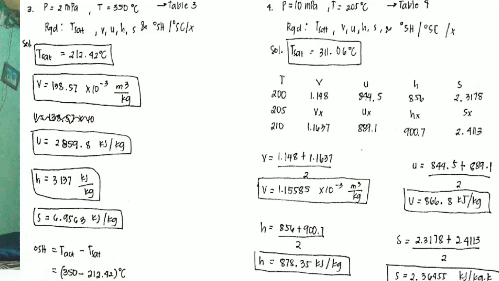6.0077 kilojoules per kilogram-K. So, let's continue to our third condition. We are given a pressure of 2 megapascals and T actual of 350 degrees Celsius. We are required to find the Tsat, the V, U, H, S, and the degree superheated over degree subcooled over X.